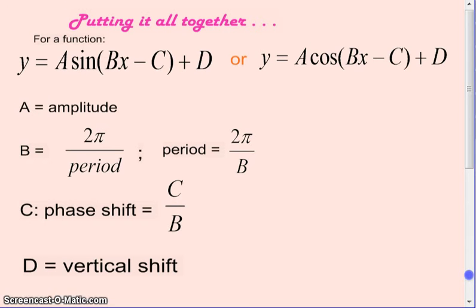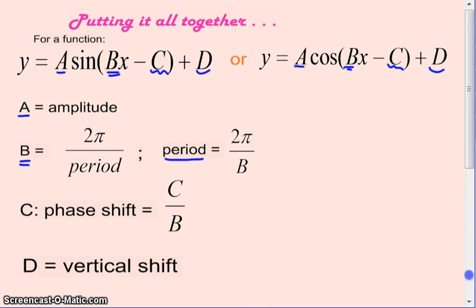If you have all of these things together, A's, B's, C's, and D's in an equation, here's what happens. We know that A is the amplitude, that's the high-low. We've got that figured out. You guys are really good at that. Here's the B. The B is 2 pi over the period. So if you're given an equation and you're asked to find the period, you're going to do 2 pi over B.